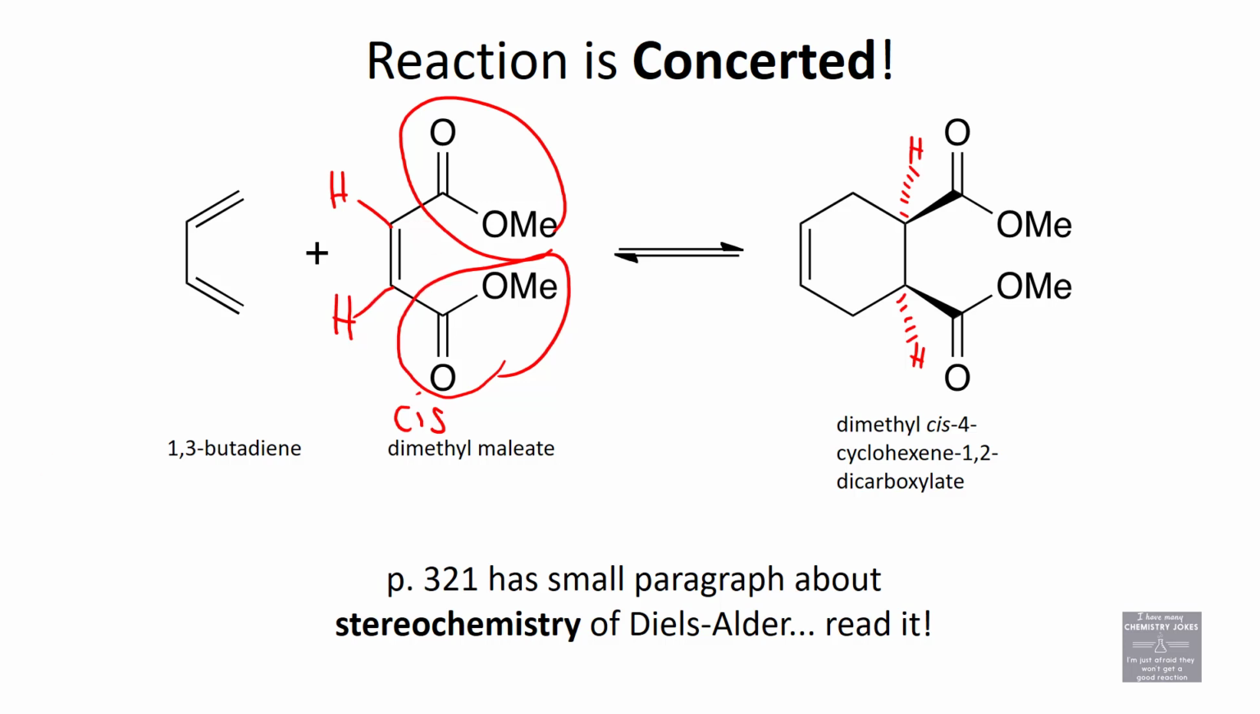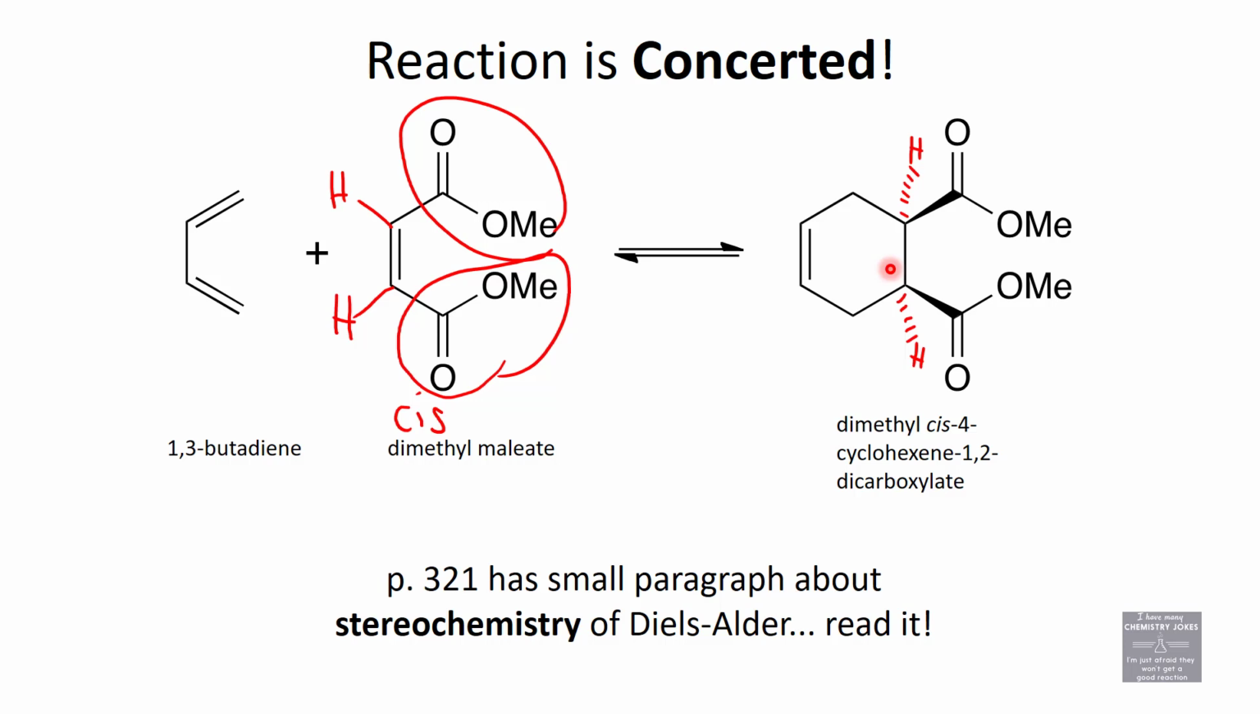Because the reaction is concerted, whatever configuration of the dienophile you have here, that configuration must stay the same in the product. It was cis here, it has to be cis there. If it's trans here, it has to be trans there. So, sometimes when I say the reaction is concerted, students think, oh, that means it always makes a cis product.